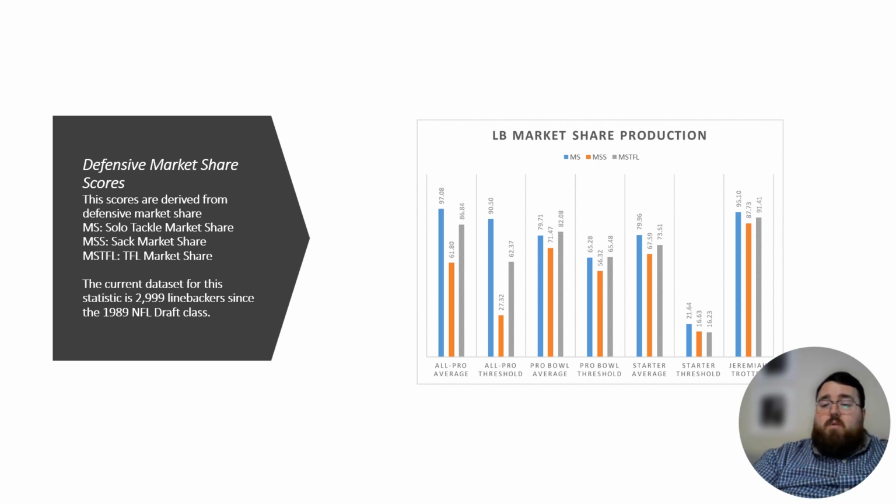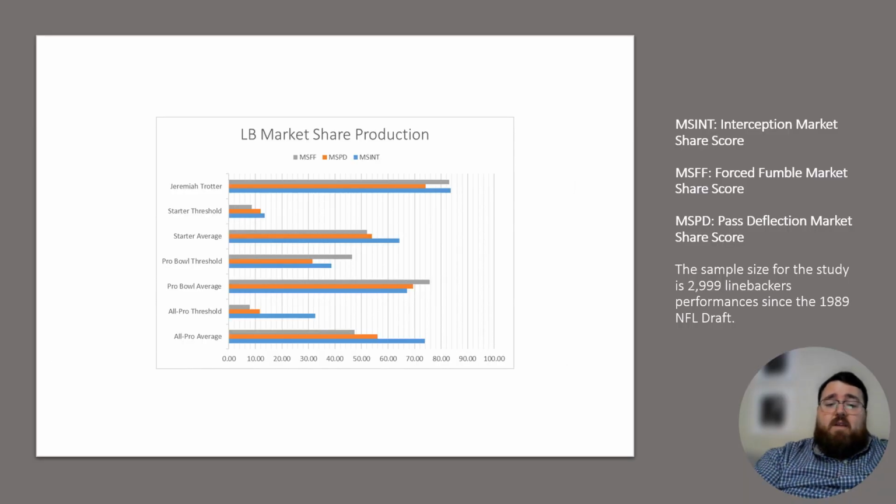So when you look at the All-Pro averages and the Pro Bowl averages of the position, Jeremiah Trotter Jr. definitely hits all those places that you're looking for at the position. Taking a look at some more linebacker market share data, looking at his interception market share, his forced fumble market share, and his pass deflection market share, Jeremiah Trotter Jr. was well above the basic areas he needs to be in terms of those particular metrics. So when you look at the starter average, the Pro Bowl average, and All-Pro average, he pretty much hit above those marks at the position in terms of his overall market share data.